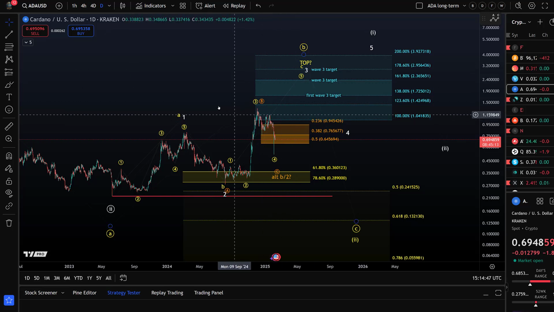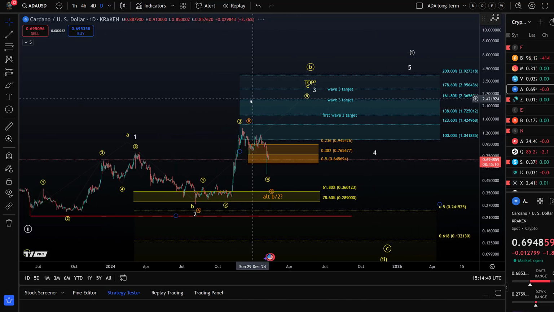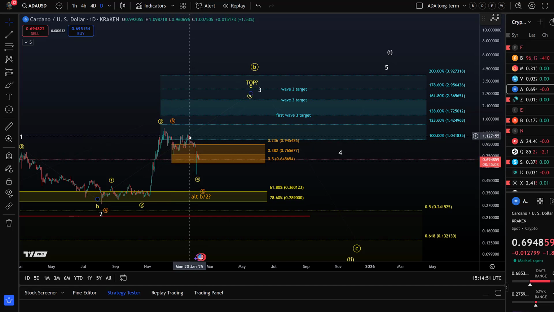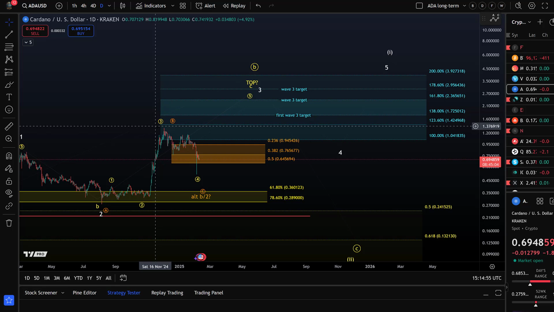In terms of next resistances, obviously the market will need to break above this January swing high, which formed around $1.15, and the December high around $1.34 to unlock prices in the region between $1.72 and $2.36.